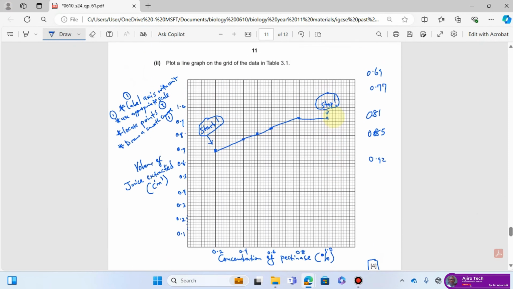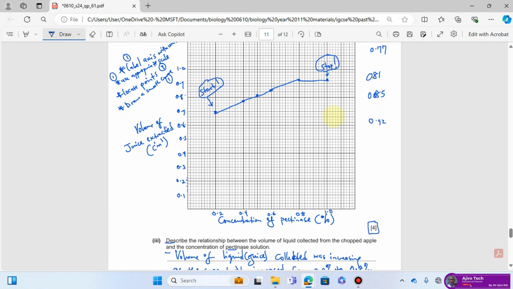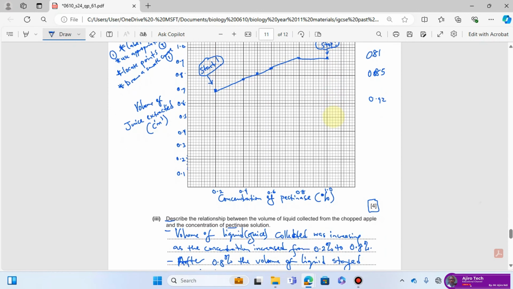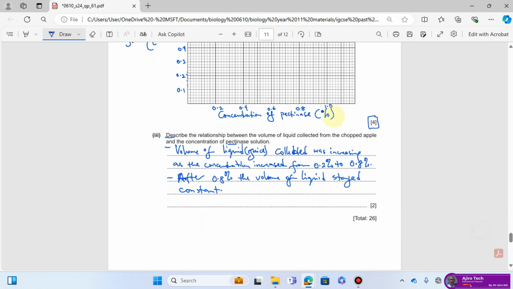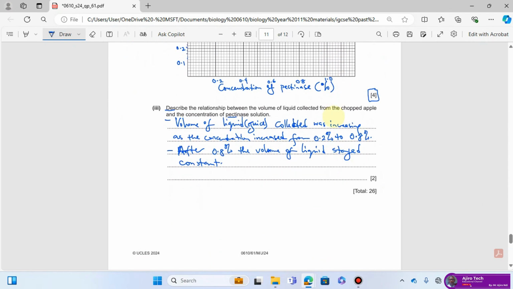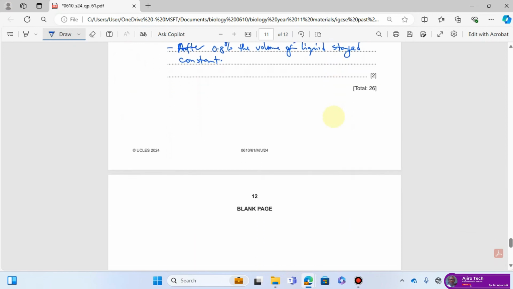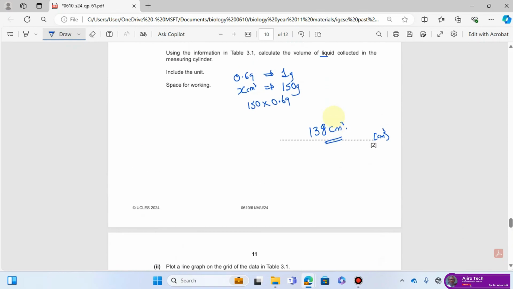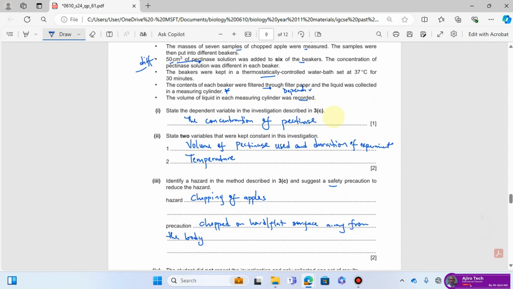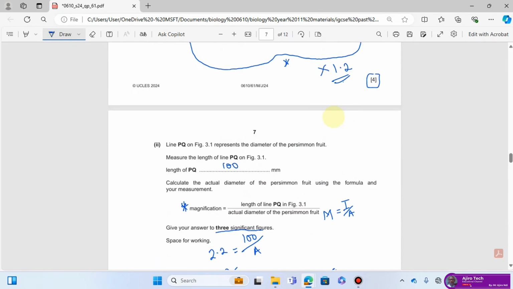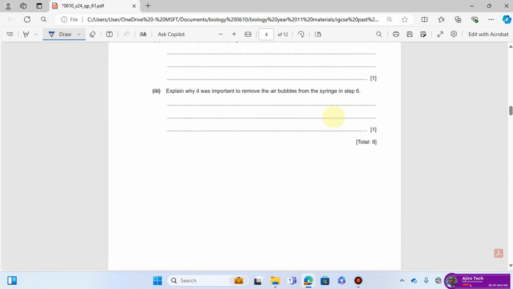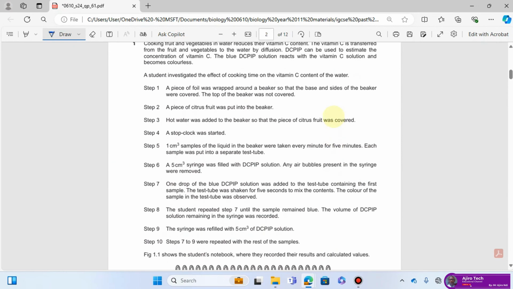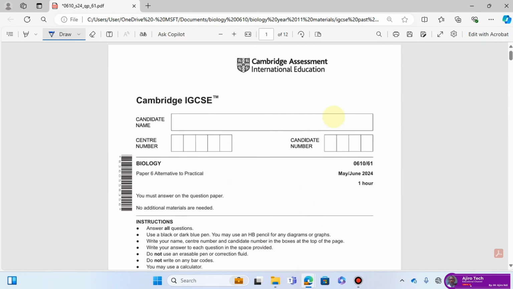So you can describe your graph. You can say it was increasing what? Steadily. The increase was steady until 0.8. That's 1 mark. After 0.8, no further increase. It was what? Stable. And that's all about paper 6 for this particular year, 2024, May, June, paper 6-1.